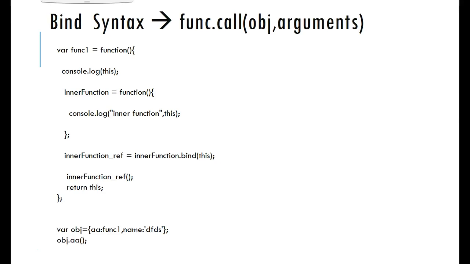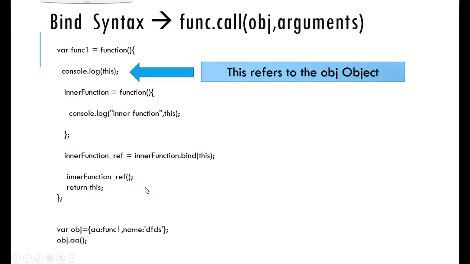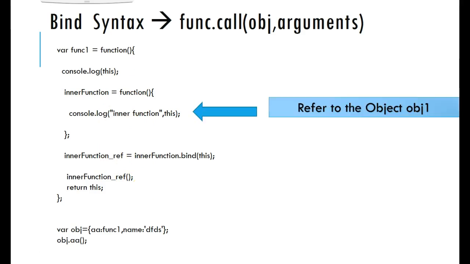The third way is to use bind. Here you can use bind, but bind differs from call and apply because it doesn't call the function upfront, but it returns the reference to the inner function which can be called later. So here I am saying to the bind method: bind this function to this context, that is obj context, and I am calling the function later. So this will also make it happen. This refers to obj object here, and this here also will refer to obj object.